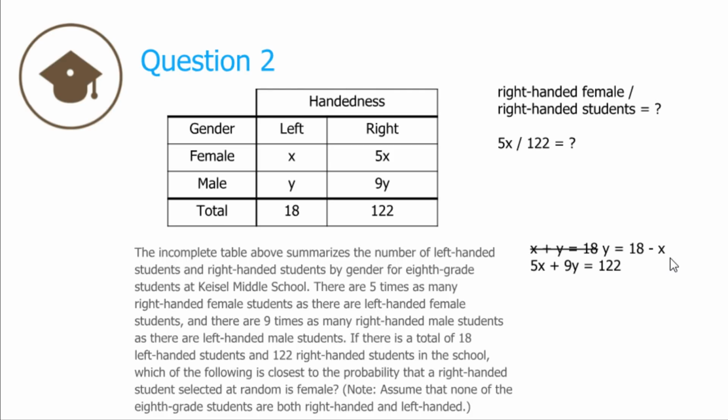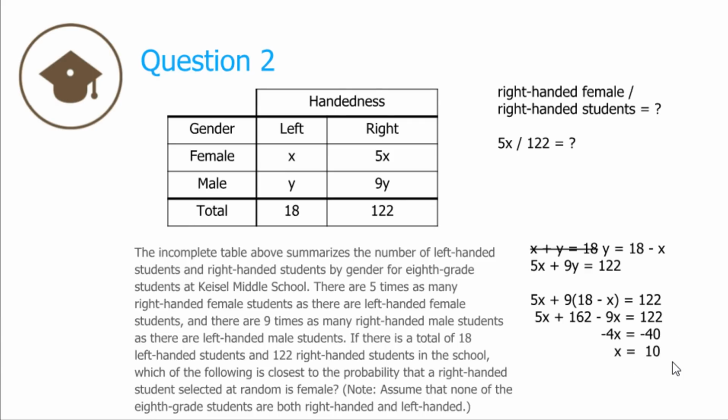So plugging in 18 minus x for y, we get 5x plus 9 times 18 minus x equals 122. Distributing the 9, 5x plus 162 minus 9x equals 122. All right, combining like terms, we get negative 4x equals negative 40. And then to get x by itself, we want to divide by negative 4. We get x equals 10.